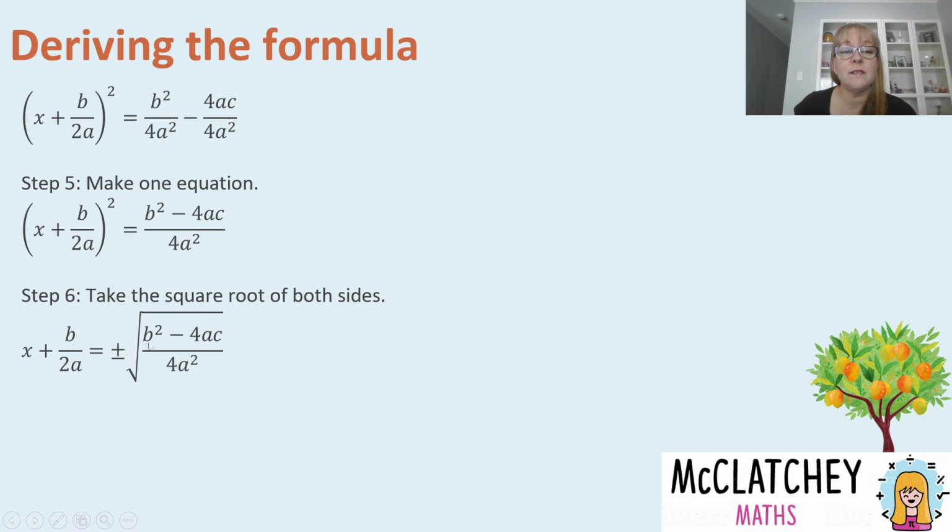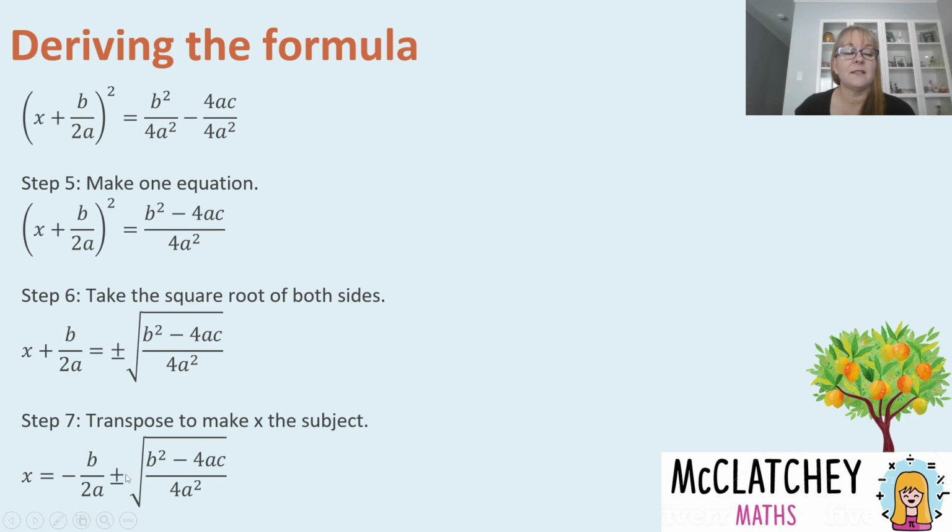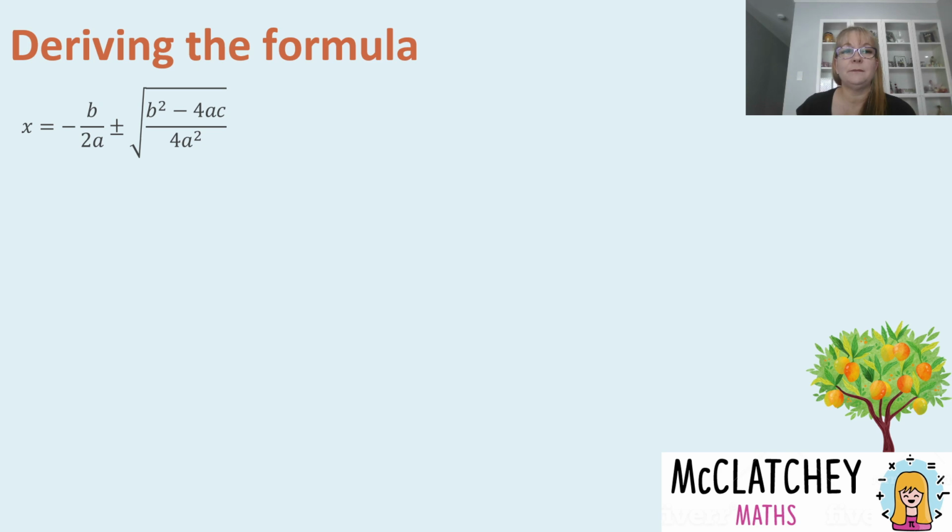Now, because I'm taking the square root of a positive number, the square root could be positive or negative, because two negatives make a positive and two positives multiplied together make a positive. So this could be plus or minus. And remember, quadratics always have two solutions as well. So now to get x all by itself, I'm going to take that to the other side here: negative b over 2a plus or minus the square root of b squared minus 4ac all over 4a squared. So I've now made x the subject.